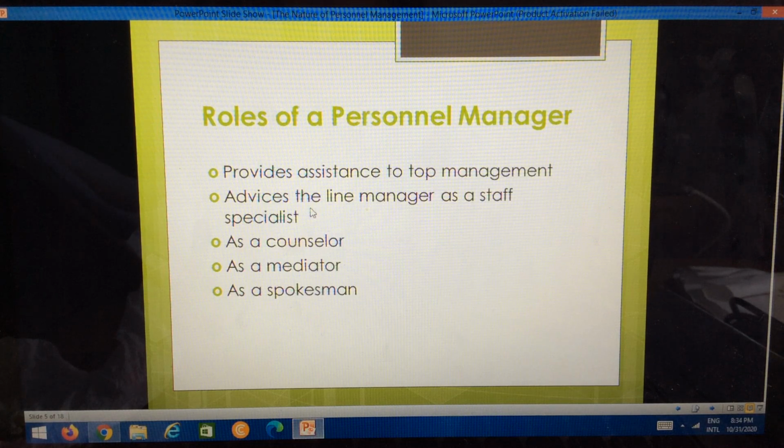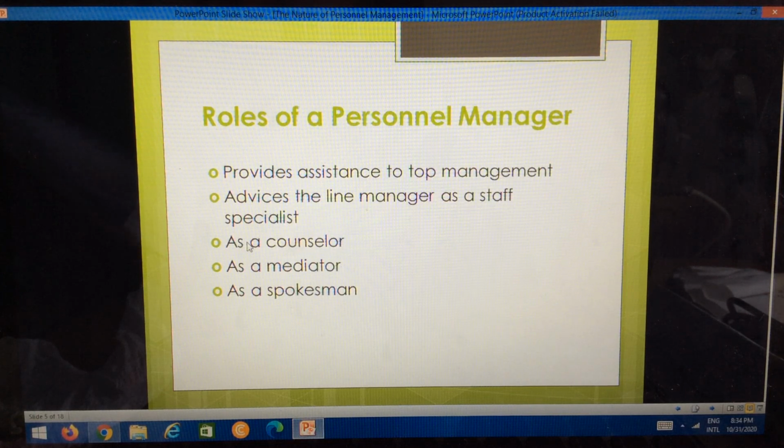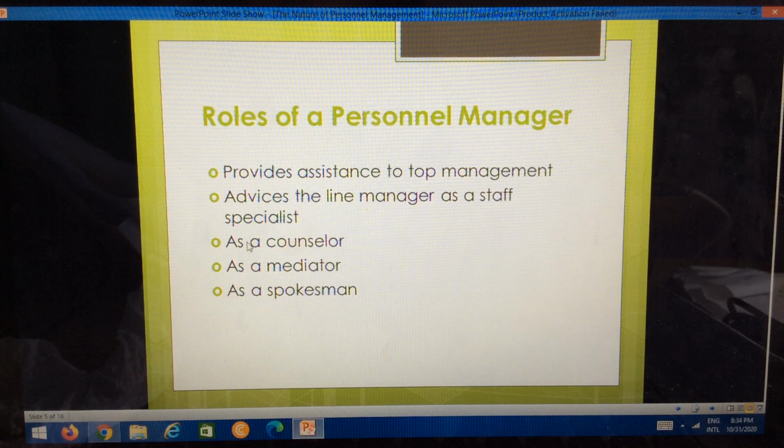Second is that he advises the line manager as a staff specialist. Personnel manager acts like a staff advisor and assists the line managers in dealing with various personnel matters. Third is he acts as a counselor. Personnel manager attends to problems and grievances of employees and guides them. He tries to solve them to the best of his capacity.